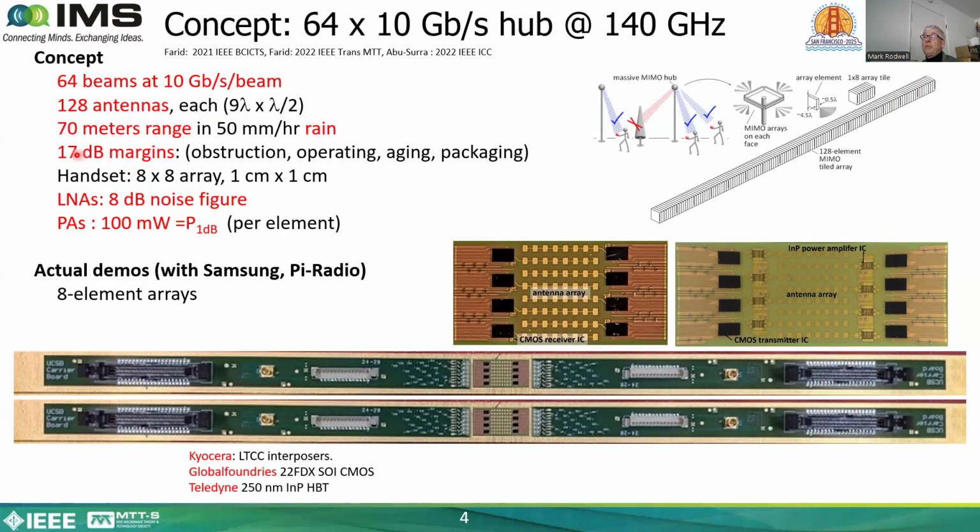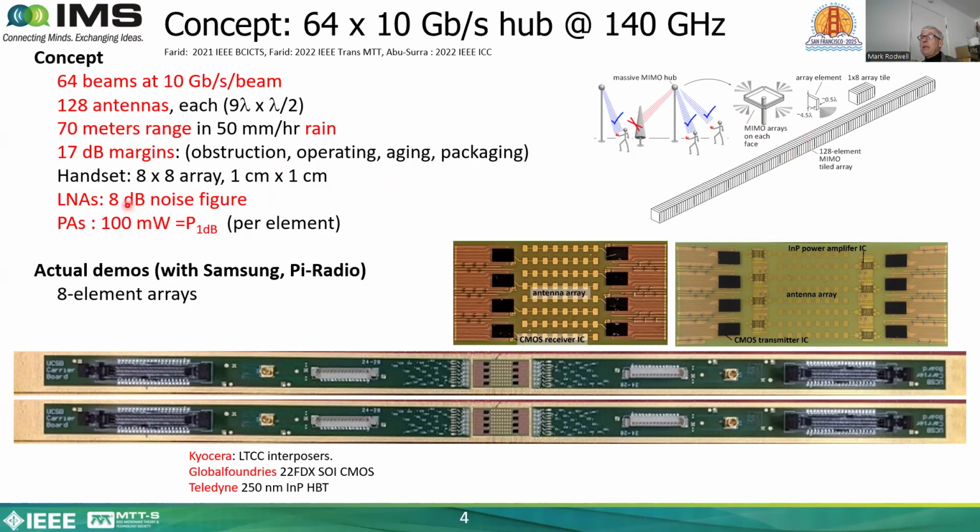We will design the system conservatively and give ourselves 17 dB of margin against things like equipment aging, manufacturing variations, and partial beam blockage. If we assume that the handset and the receiver is an 8x8 array, which is about 1 square centimeter, and that the receiver has about an 8 dB noise figure, then we compute the link budget with these parameters. We can conclude that each element in the transmitter needs to radiate about 100 milliwatts.